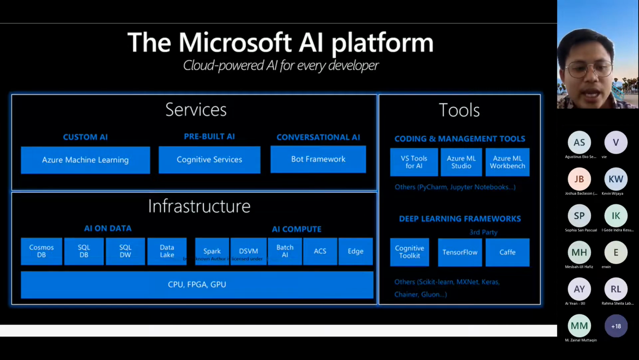For the AI infrastructure on data, you can use Cosmos DB as NoSQL, SQL DB, SQL data warehouse, and data lake. For AI compute, you can use Spark, Batch AI, and many others. This is the infrastructure of AI in Microsoft. For tools, you can use Visual Studio to make the AI. You can use Azure ML Studio for now, and after that Azure ML Workbench. Then for deep learning, you can use the cognitive toolkit, TensorFlow, and Caffe.